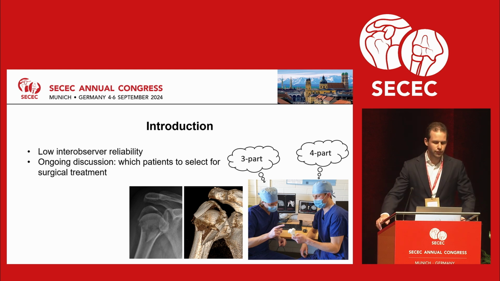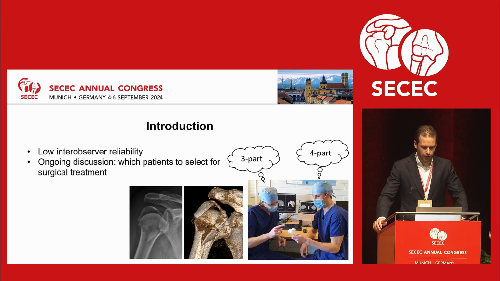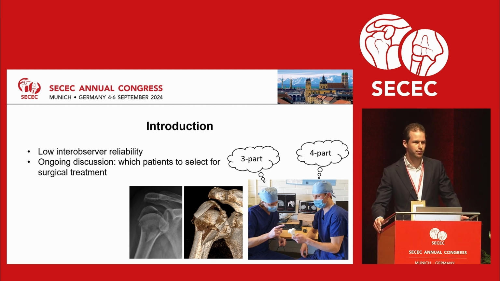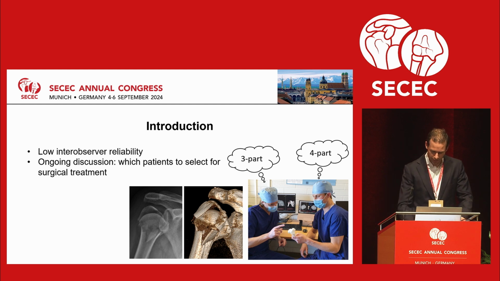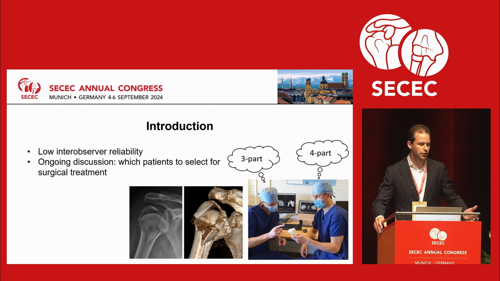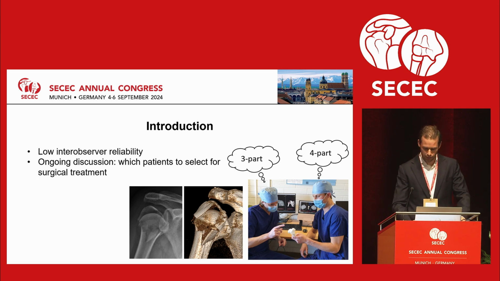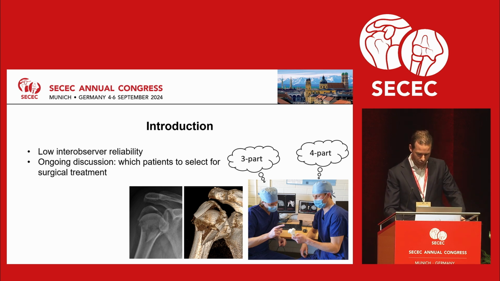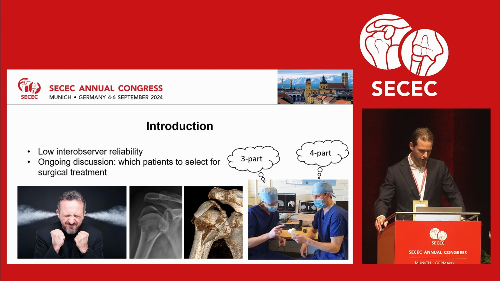So the problem with classifying proximal humerus fractures is there is a very low inter-observer reliability. Some surgeons may say it's a 3-part fracture, others may say it's a 4-part fracture. And even with the introduction of 3D printed models with 3D CT scans, we're not able to improve it. And that's an issue because it doesn't really contribute to the ongoing discussion on which patients to select for surgical treatment, because we can't really describe them well, we can't really compare our patients well in the literature. So that's causing a lot of frustration.